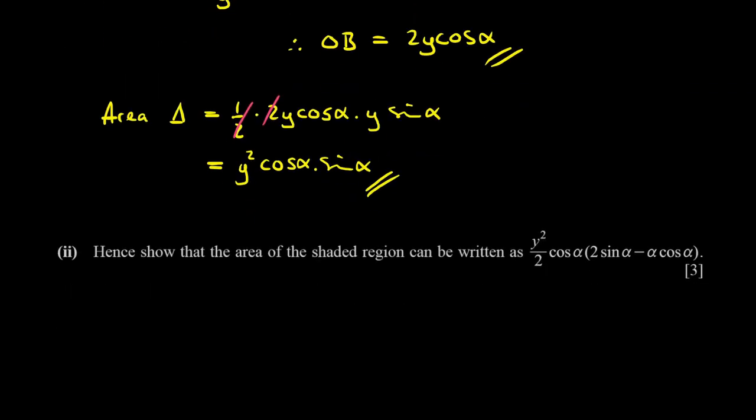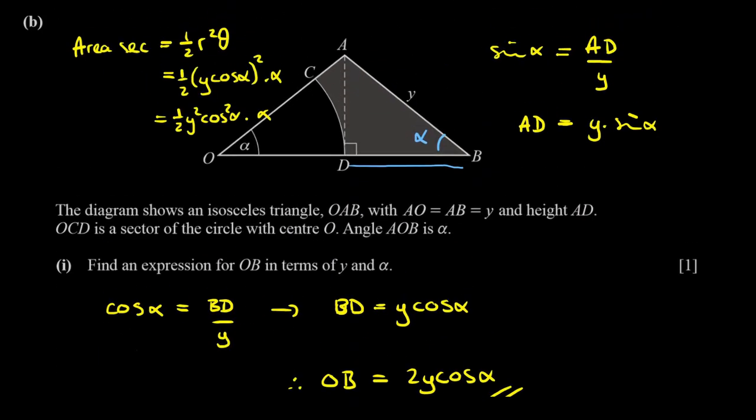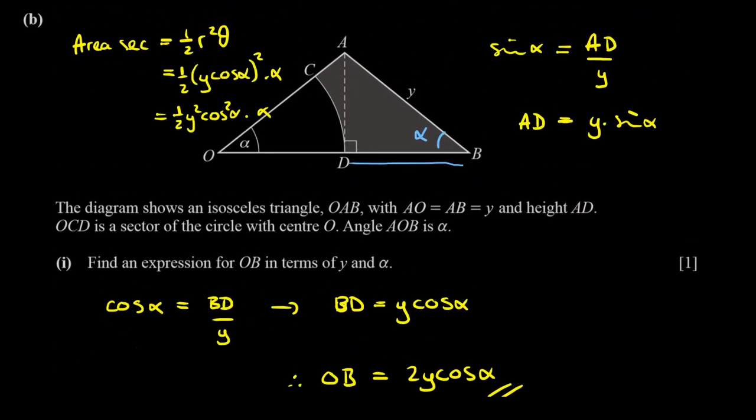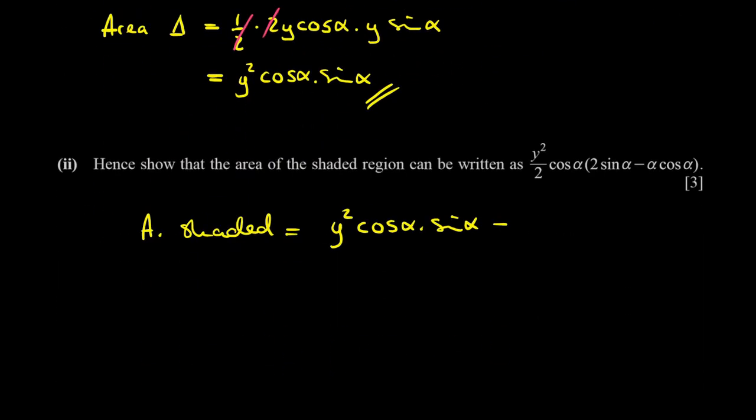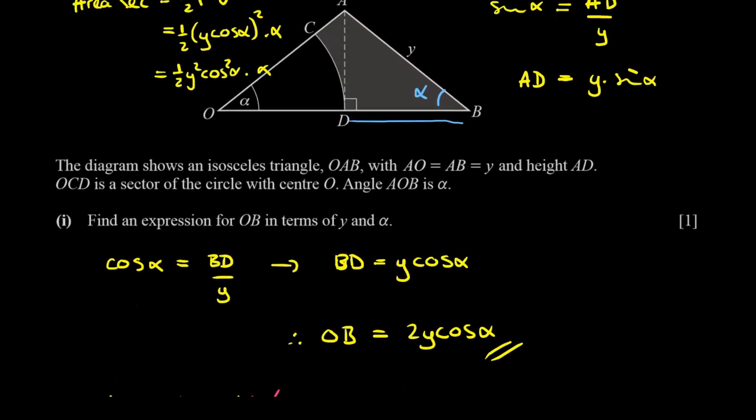Then, the area shaded is going to be equal to the area of the triangle, which was y squared cos alpha sine alpha, minus the area of our sector, which was a half y squared alpha cos squared alpha. Let me just double check, make sure I got that right. Yeah, it looks right to me.